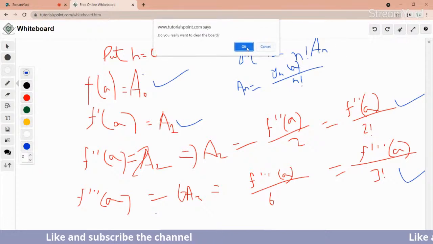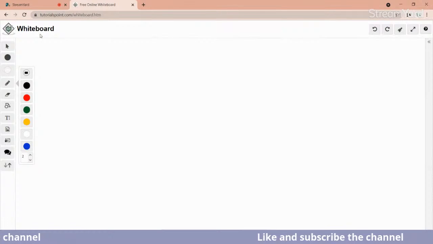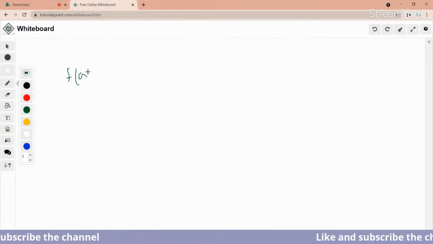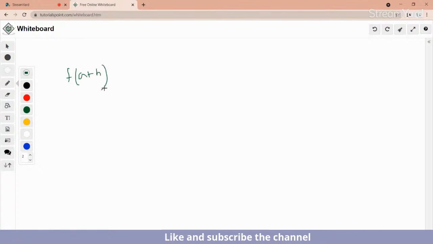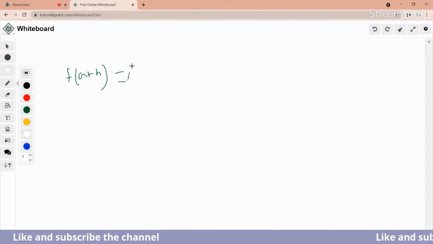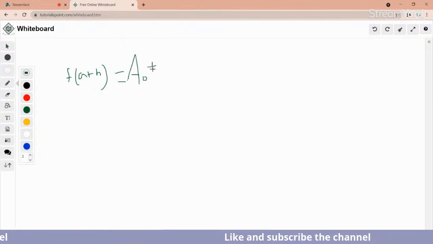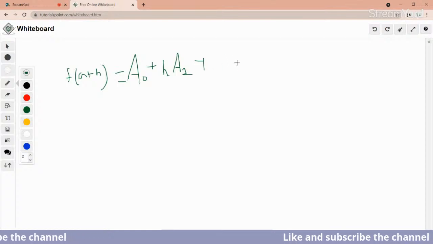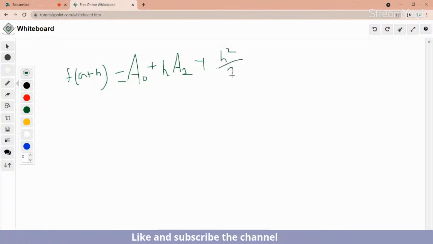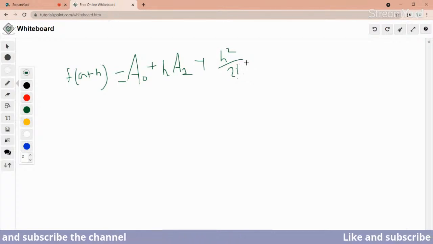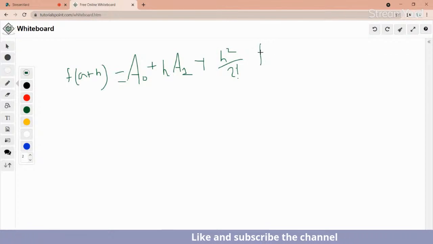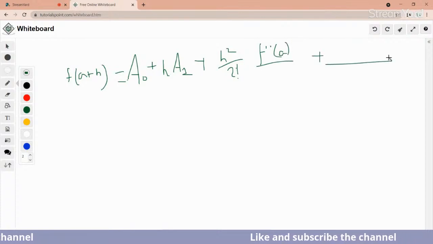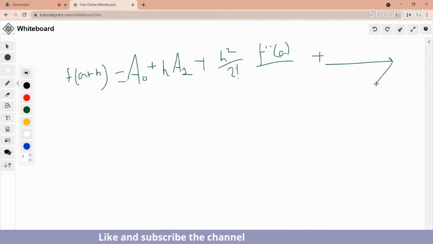What you will get is the resultant: f of a plus h is equal to a naught, sorry, a 0 plus h a1 plus h squared by 2 factorial f double dash, or you can write as y2a, and this will go on. So this is Taylor's theorem, and we have derived it.